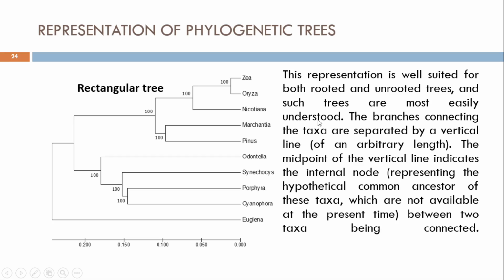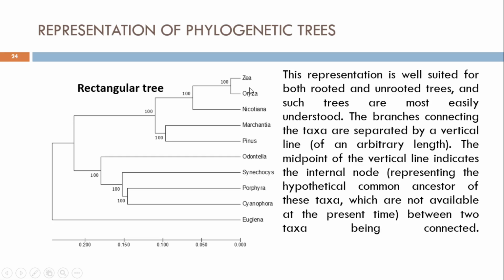The branches connecting the taxa are separated by a vertical line. This is the vertical line, right? Of an arbitrary length. The length of this vertical line is arbitrary. You can increase it or you can decrease it. It doesn't have any meaning, right? The midpoint of the vertical line indicates the internal node. The midpoint of this vertical line indicates the internal node, and it represents the hypothetical common ancestor of the taxa, which is not available at the present time, between the two taxa being connected.